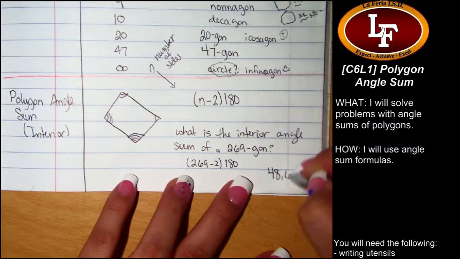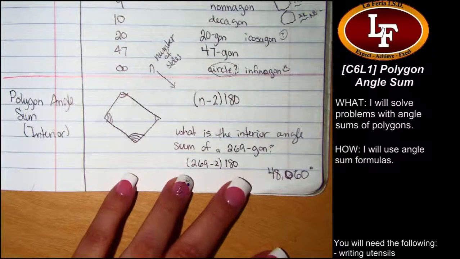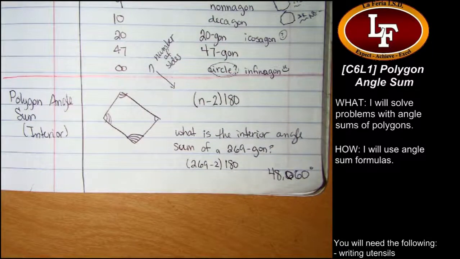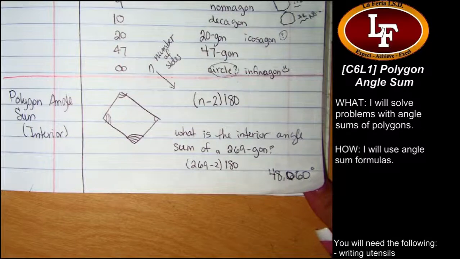48,060. Yay, degrees. That's the interior angle sum for the 269-agon. Which is fantastic, right? You're like, I have no idea why we're going to do this. This is so weird. We're going to see why really soon when we start calculating areas and stuff.